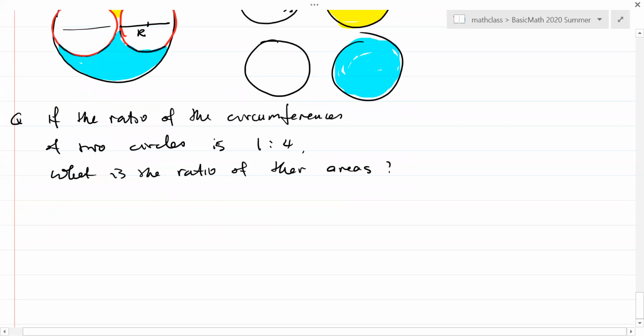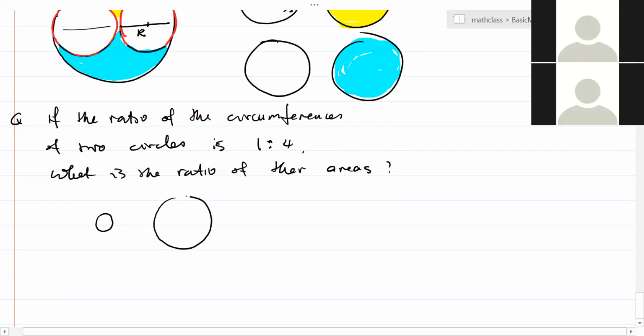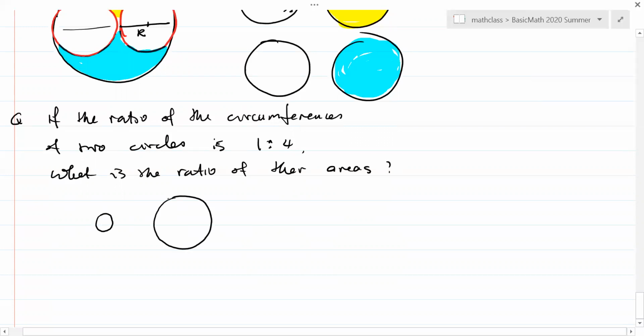I can change it to 1 to 9, or 1 to 4. Okay, what is the ratio there? Don't be confused about this, okay? It doesn't matter, the number. So 1 to 4. I have a smaller circle and a larger circle. And I know that ratio of the circumference. I just want to know the ratio of the area.